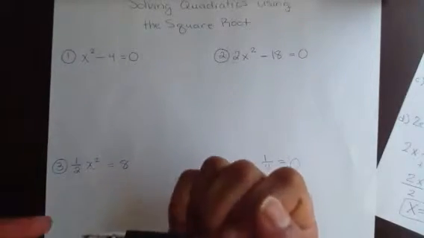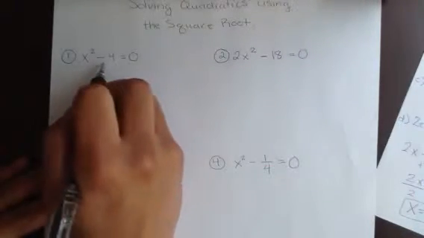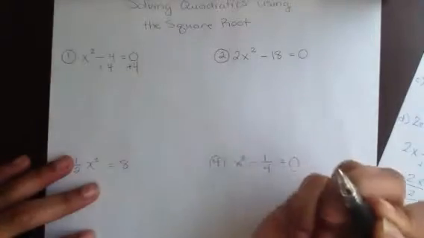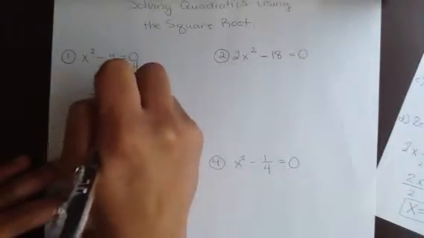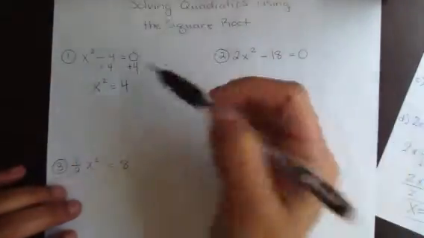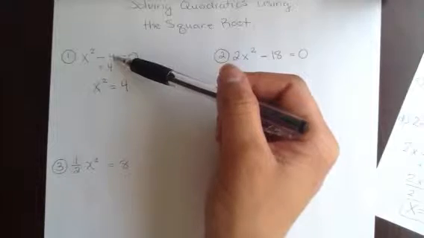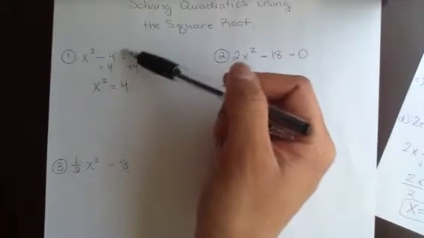Eventually we want to get what x is, but we can't get what x is until we get what x squared is. So we go ahead and add 4 to both sides. When we do that, we get that x squared is equal to 4. So what we just did was an inverse operation. The opposite of subtraction is adding. So we did that to cancel out.